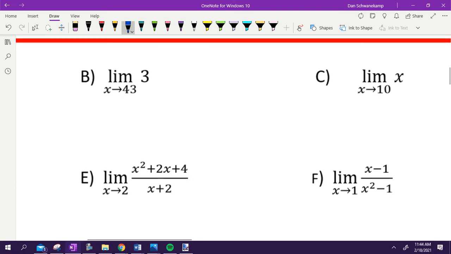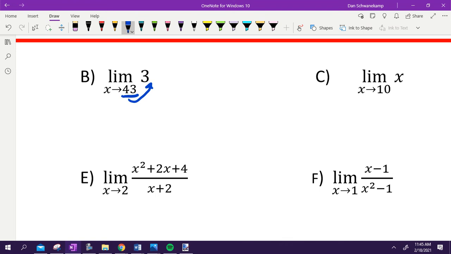Try letter B and C with your neighbor real quick. Think your way through it. With your fingers, what did you find on letter B? What is the limit? Yeah, it's just 3. Oh, we can do direct substitution. What am I going to plug 43 in for?